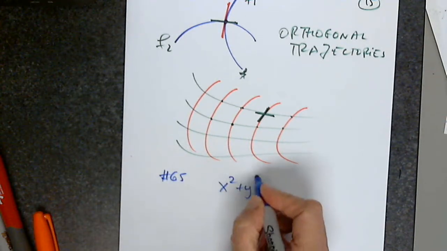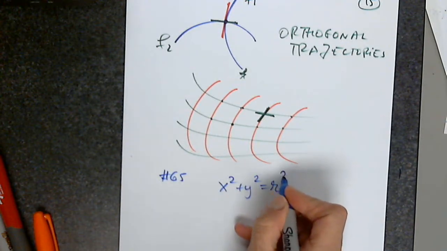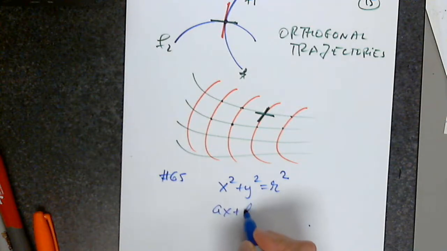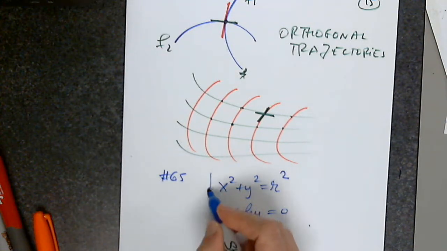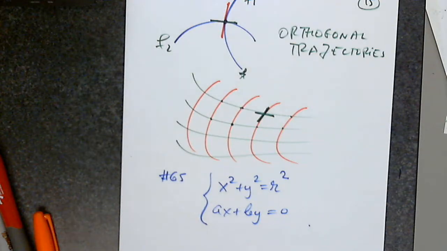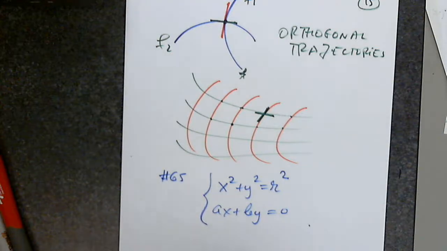So x squared plus y squared equals r squared, and then ax plus by equals 0. Can anyone remind us what the first equation represents? Do we remember? Yes, Thomas? Exactly. It's a circle of radius r with a center exactly where? At the origin. Very good.